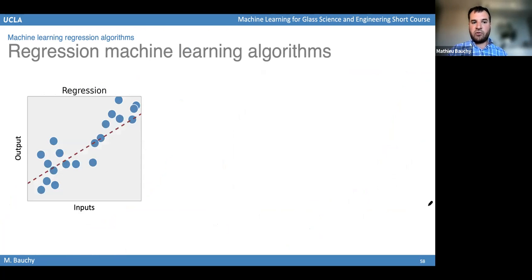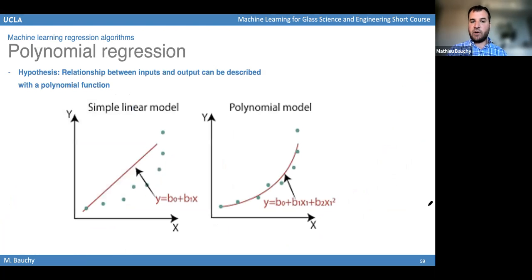The simplest regression model that you can think of, that you've probably used before, is just a simple linear regression or a polynomial regression. Even though they are very simple algorithms, they can still be described as machine learning algorithms. Maybe to some extent, linear regression is the simplest machine learning algorithm that you can think of.